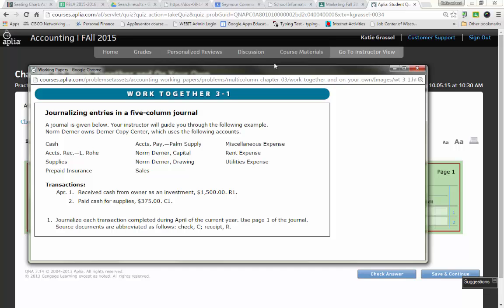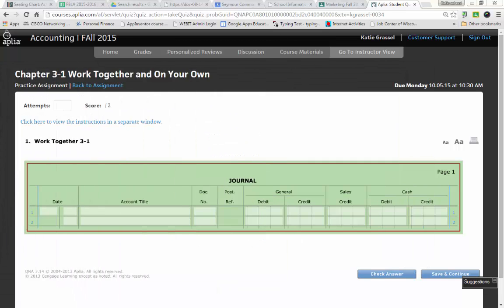Our transactions are April 1st and 2nd. And on the very bottom are our directions that read, journalize each transaction completed during April of the current year. Use page 1 of the journal. Source documents are abbreviated as follows: C, check; R, receipt. So I'm going to double check. My page number is already recorded on there.